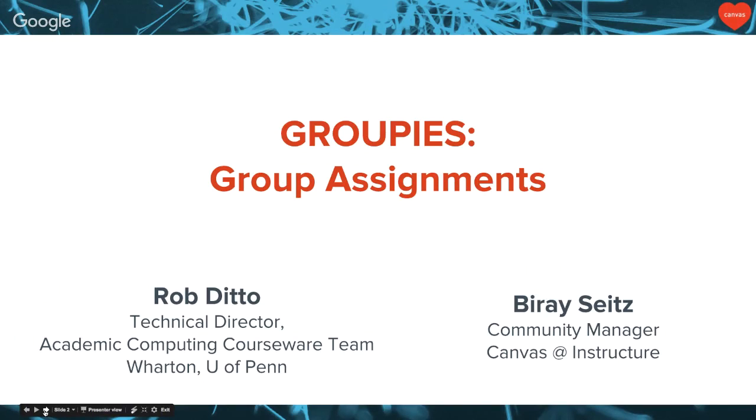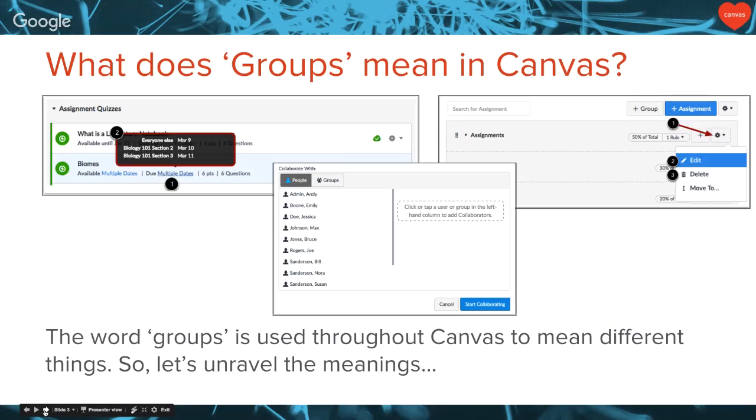My name is B-Rai. I'm a community manager here at Instructure. And with me, Rob Ditto from Wharton, University of Pennsylvania, the Academic Computing Courseware team. He's the technical director there, and we have him joining us as well. We will tag team on this presentation and talk about group assignments. I'll cover a little bit about how to set the group assignments up, and Rob will help me out by telling me some considerations to be mindful of when you're setting these up.